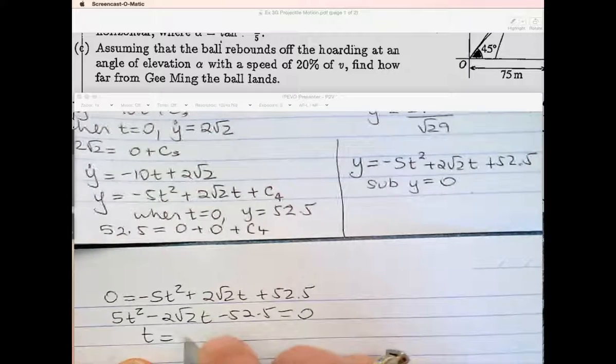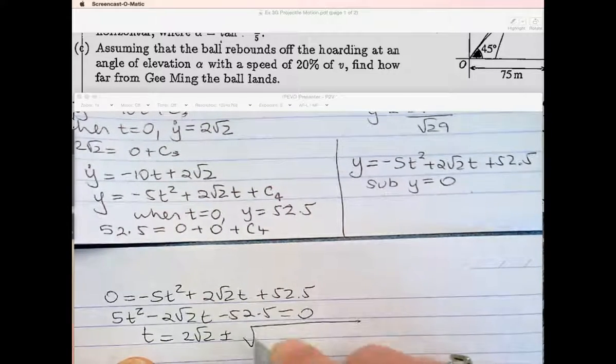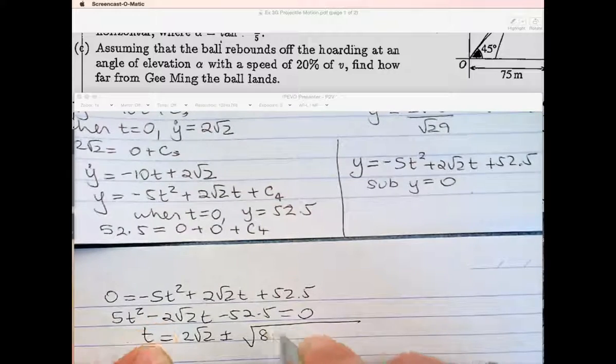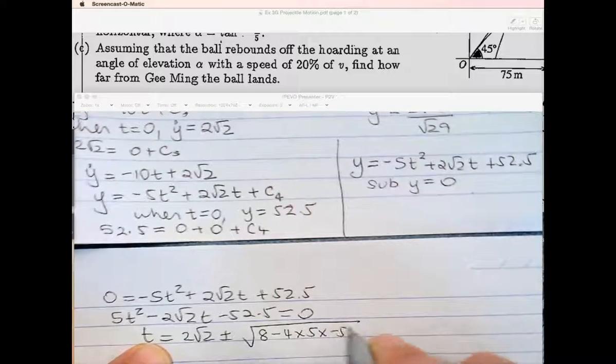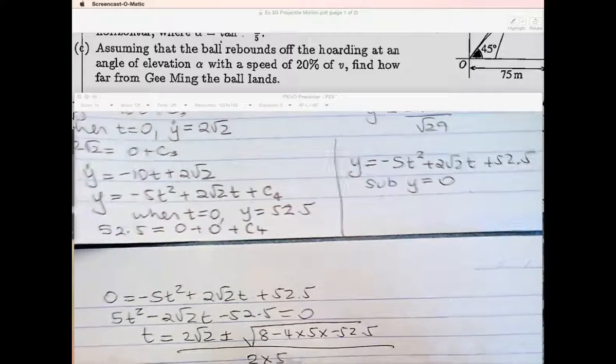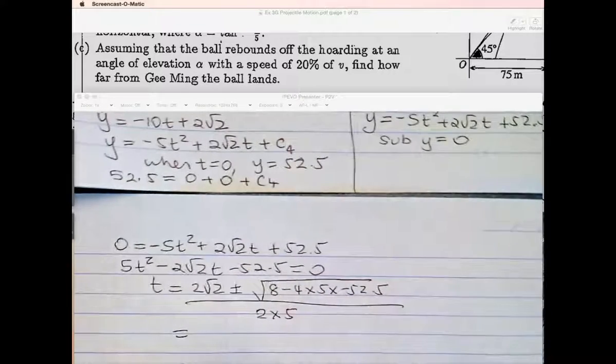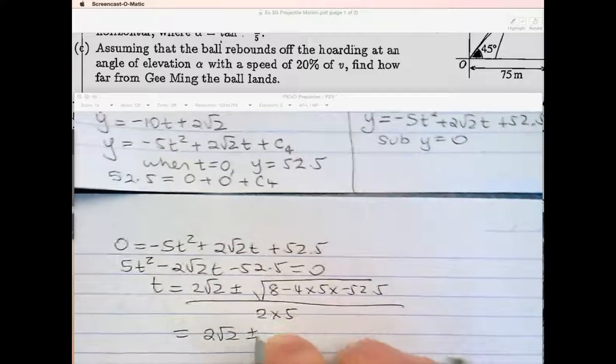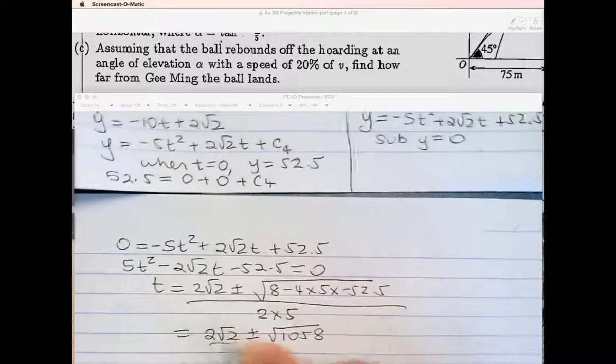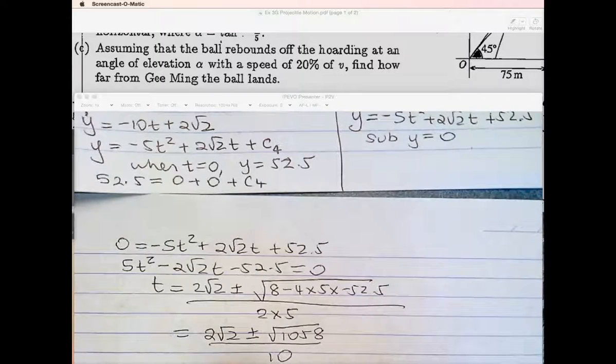So therefore t equals 2 root 2 plus or minus the square root of b squared, which would be 8, minus 4 times 5 times negative 52.5, over 2 times 5, which is 2 root 2 plus or minus the square root of 1058 over 10. All right, so we got that. That's our time. We're just going to use that.